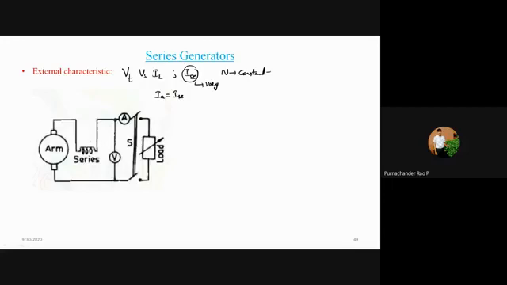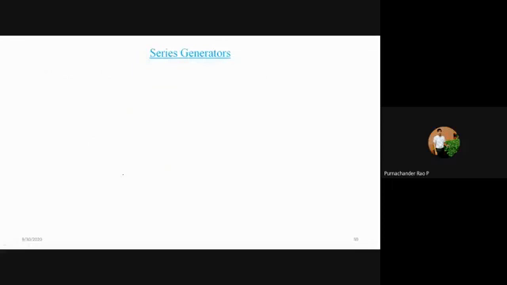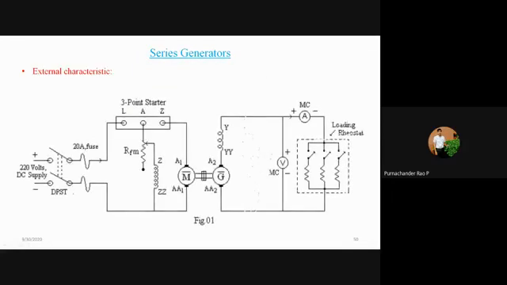Now this is the circuit. Now the practical circuit can be observed here. This is the experimental setup we follow for conducting the series generator load test. The first circuit is the DC motor. This DC shunt motor is coupled to the DC series generator, and the series field winding is connected in series with the load.